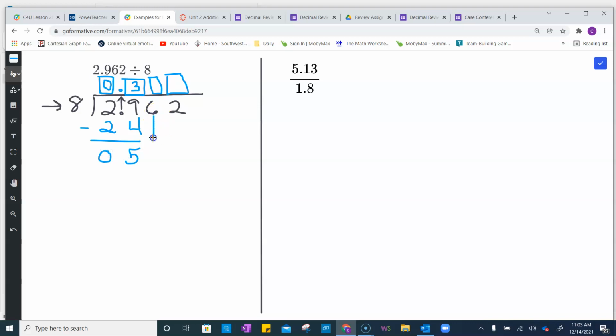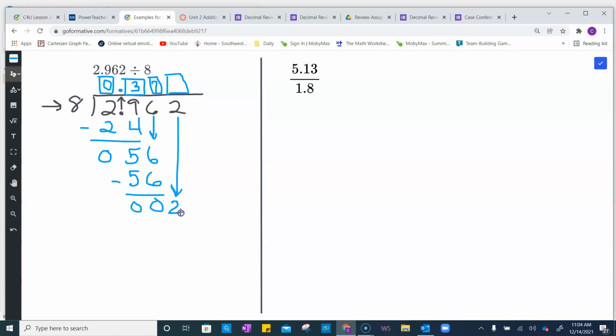And I'm going to bring down that 6. How many times can I take 8 away from 56? Well, the answer is 7. I'm going to put that right above the 6 that I brought down. 8 times 7 is 56. 56 take away 56 is 0. I'm not done. I've got a digit left. I have to bring it down.